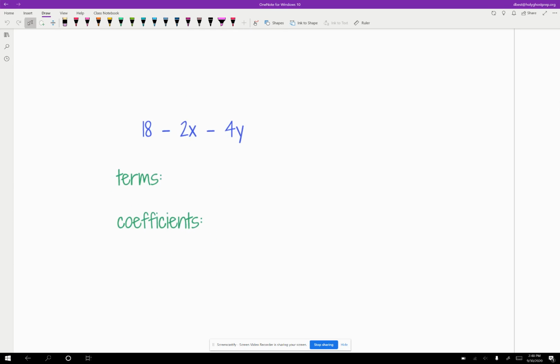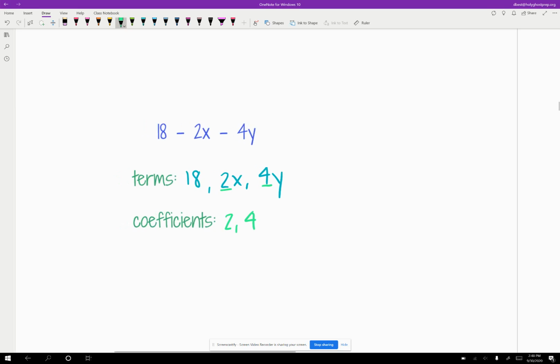So now you guys give this one a try. So our terms include 18, 2x, and 4y. Everything, even if there's not a variable, counts as a term. The coefficients, though, are only 2 and 4 because it's only the numbers in front of the variables.